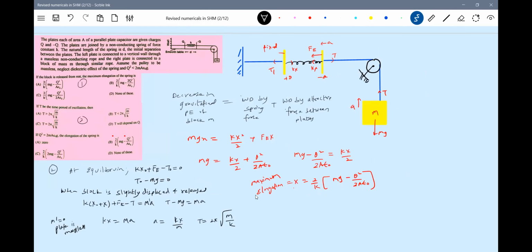If Q squared equals 2mgA epsilon naught, then what should the elongation of the spring be? Should be 0, no? According to this equation, we got the maximum elongation. If Q squared is equal to 2mgA epsilon naught, it will cancel out, no? So the elongation will be 0. So this will be your answer.